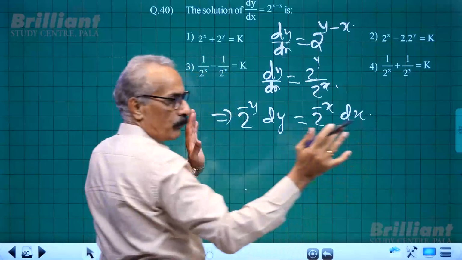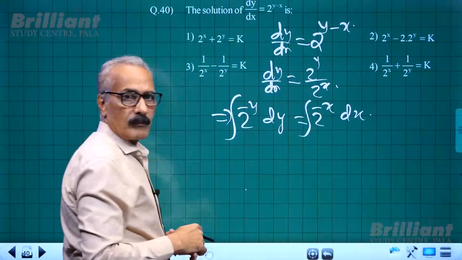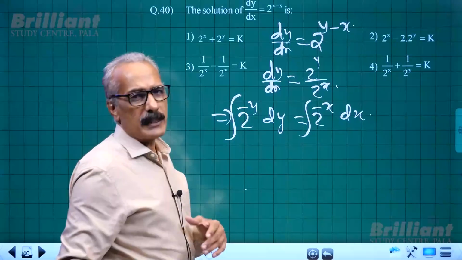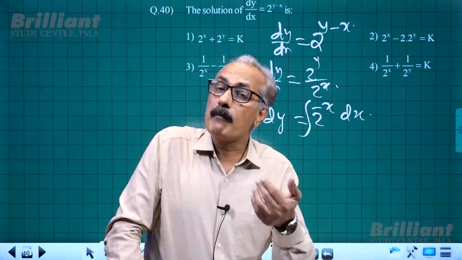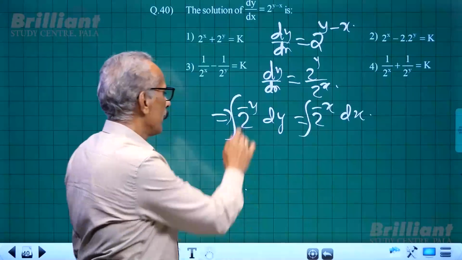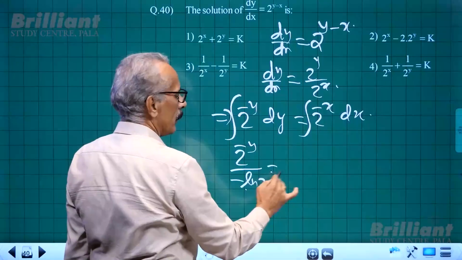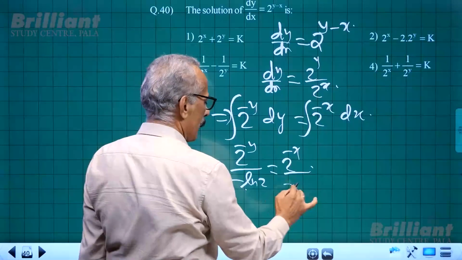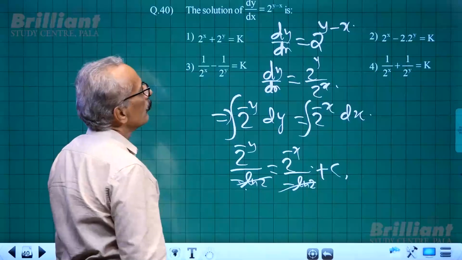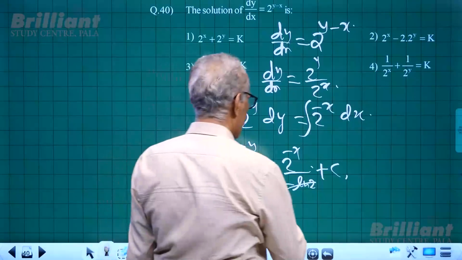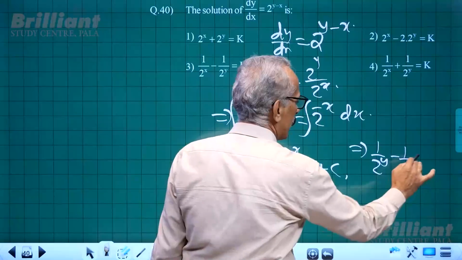What next? We have grouped all the variables, integrate both sides. What's the integral of a raised to x? A raised to x by log a. What's the integral of a raised to minus x? A raised to minus x by minus log a. So this will become 2 raised to minus y by minus log 2 equal to 2 raised to minus x divided by minus log 2, there also plus c. Minus log 2 cancels. So you can write that answer: 1 by 2 raised to y minus 1 by 2 raised to x is equal to c.